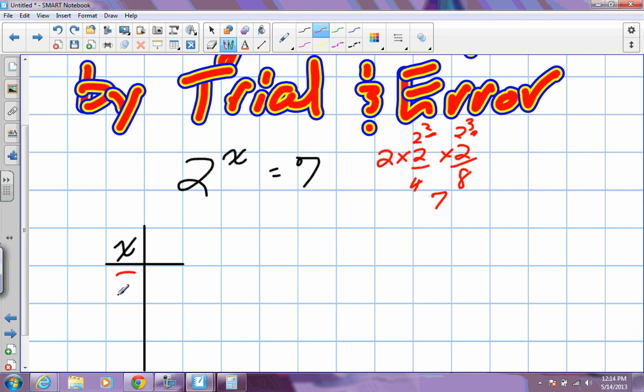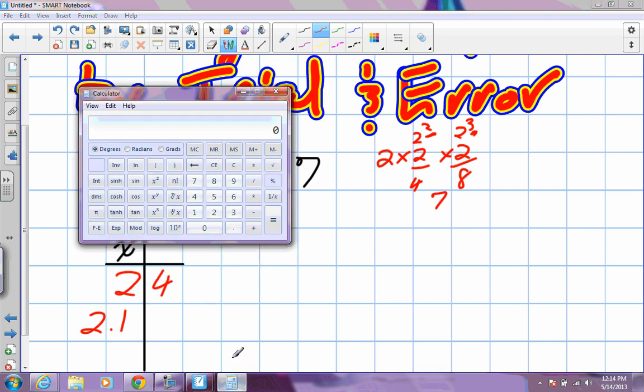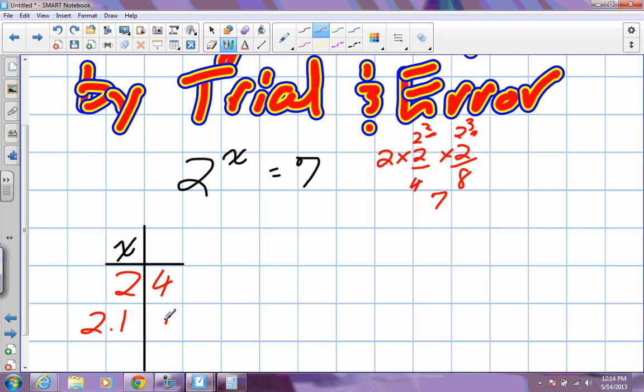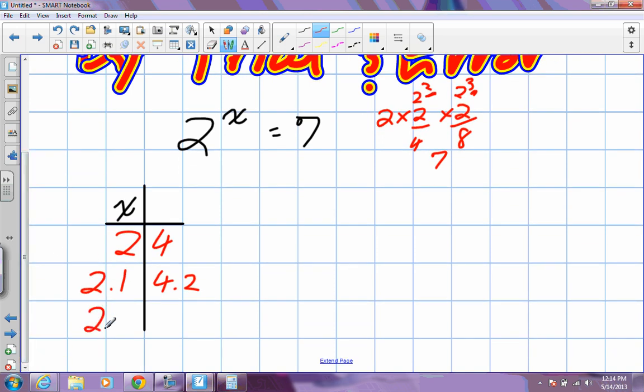So when x is 2, we know our answer equals 4. So that doesn't work. Let's try maybe 2.1 on our calculator. So if we go 2 to the power of 2.1, 4.2. So it's not quite there, and it looks like it could take a bit. So maybe we'll jump up. Let's go to 2.3 and see if that gets us anywhere closer.